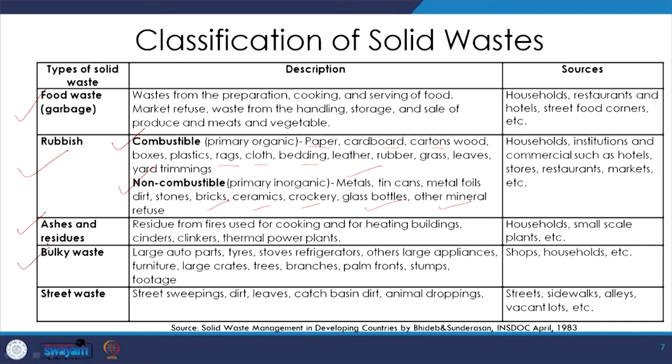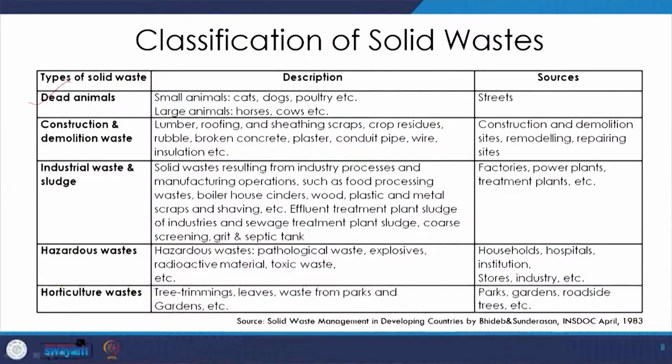Bulky waste is huge waste, for example, a discarded refrigerator, television, other large appliances, huge trees, etc. Street waste is street sweepings and dirt, leaves, catch basin dirt and animal droppings, which is commonly present on the street. Then we have dead animals. We also have construction and demolition waste, which is of great concern when we are talking about sustainable architecture.